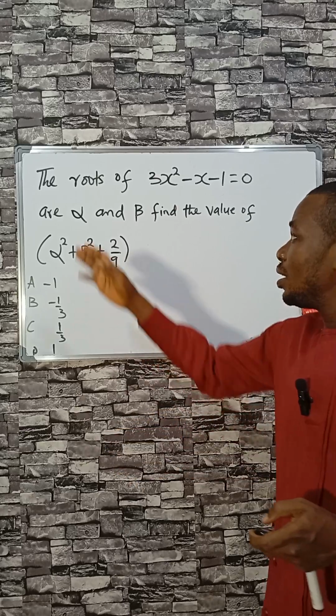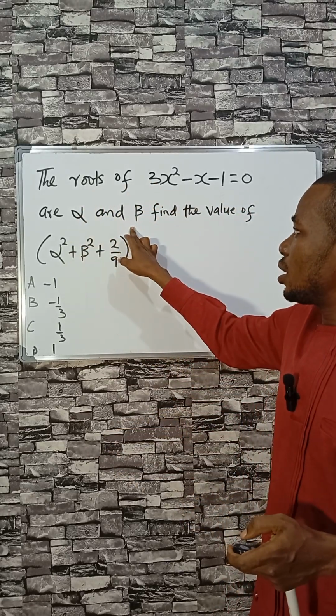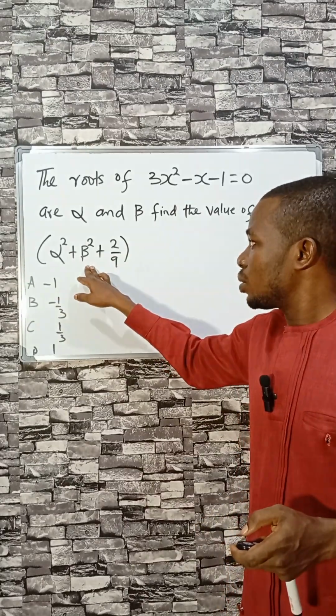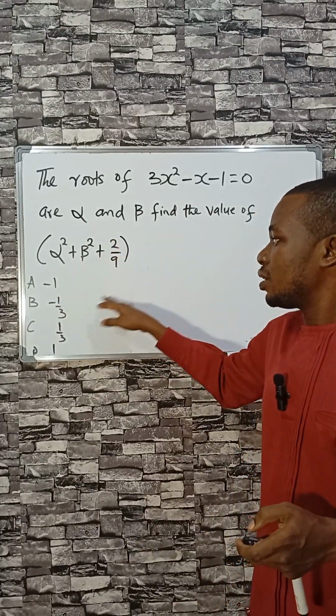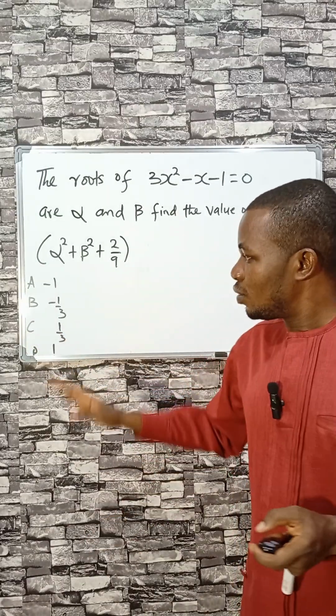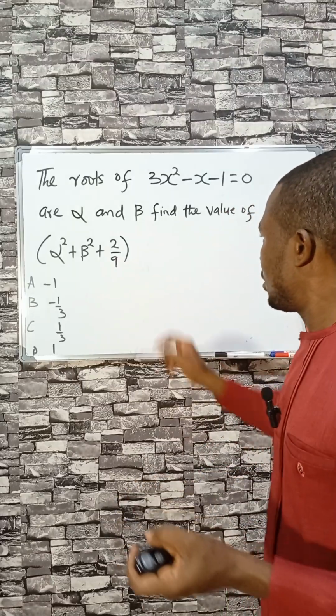So let's solve this. The roots of this equation are alpha and beta. We are asked to find the value of alpha squared plus beta squared plus 2 over 9. Here are the options. If you were given this to solve, how would you have solved it? Let's do it together, step by step.